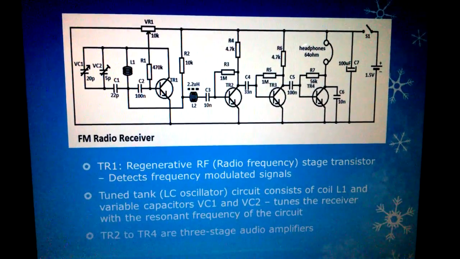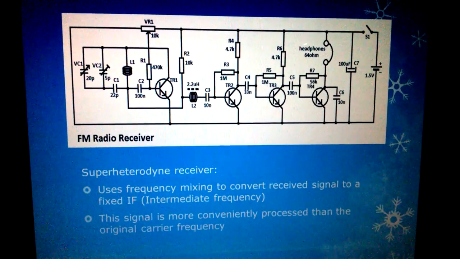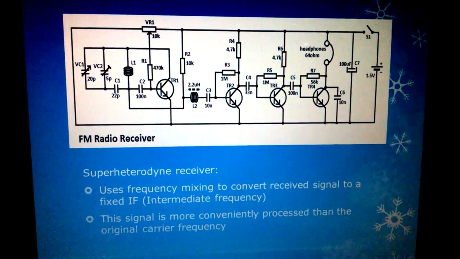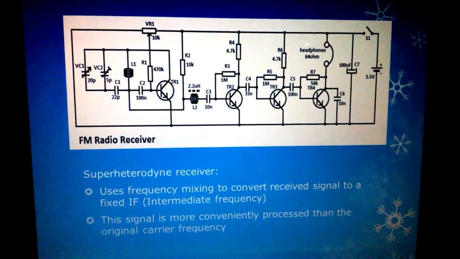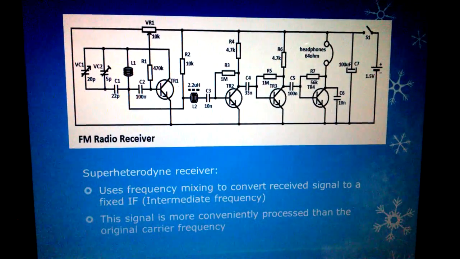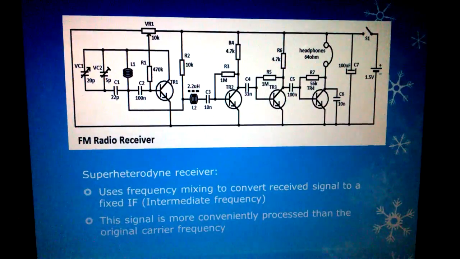This kind of receiver is called a superheterodyne receiver, which uses frequency mixing to convert the received signal to a fixed intermediate frequency, which can be more conveniently processed than the original carrier frequency.